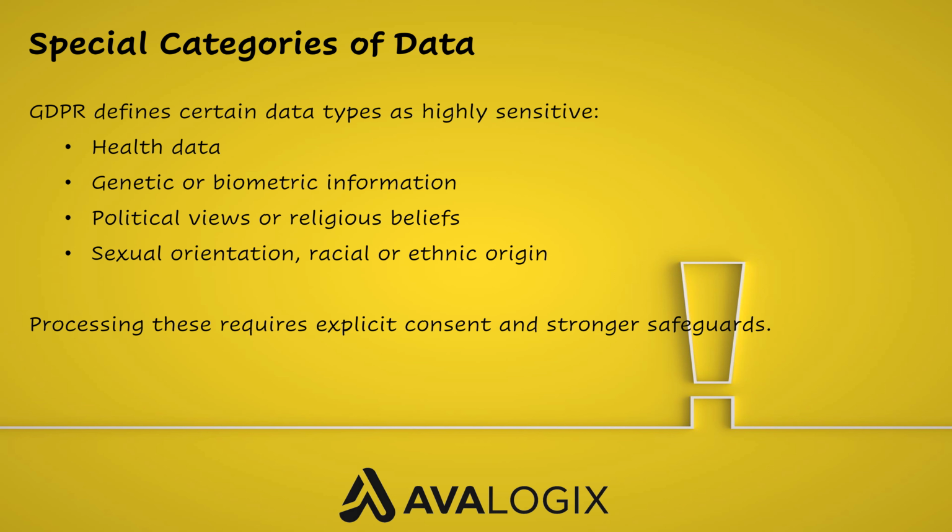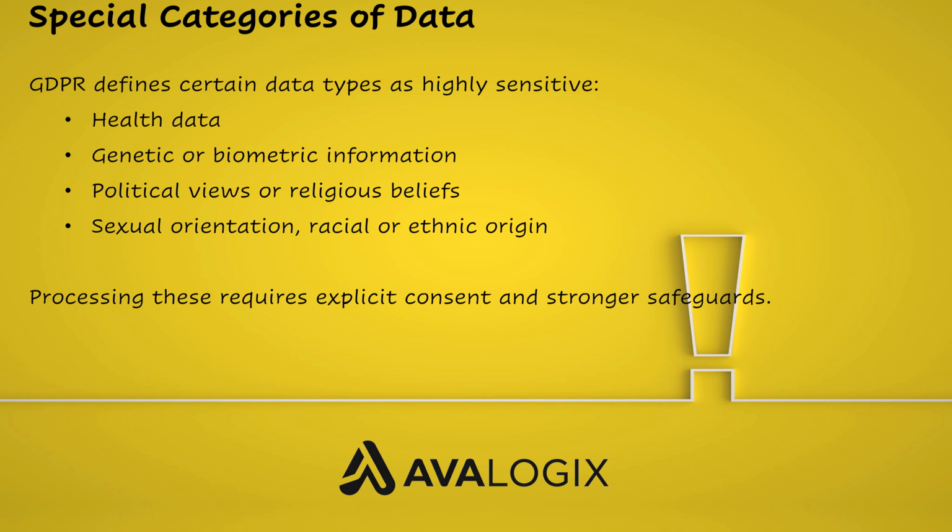Now, special categories of data. Some data is considered especially sensitive. This includes health data, biometric or genetic information, political or religious beliefs, racial or ethnic background, and sexual orientation. These are referred to as special categories under GDPR and require additional protections. In most cases, processing this data requires explicit, documented consent from participants, and a clear justification in your research design.